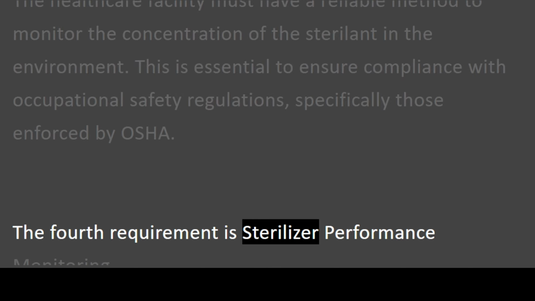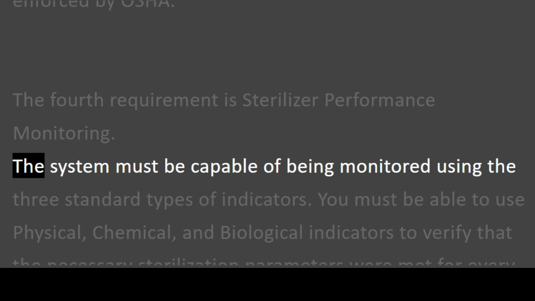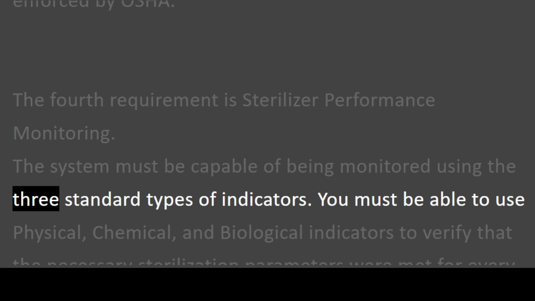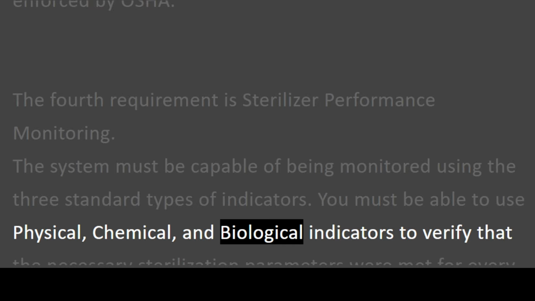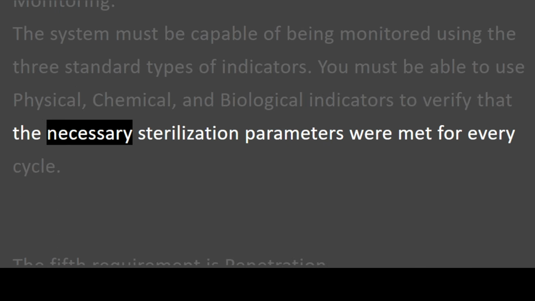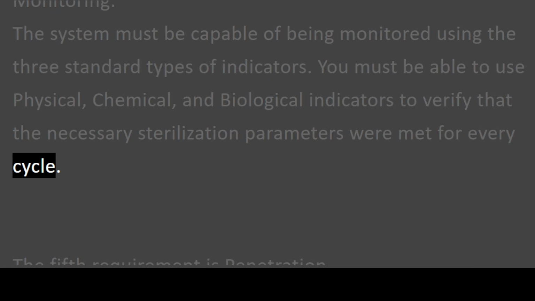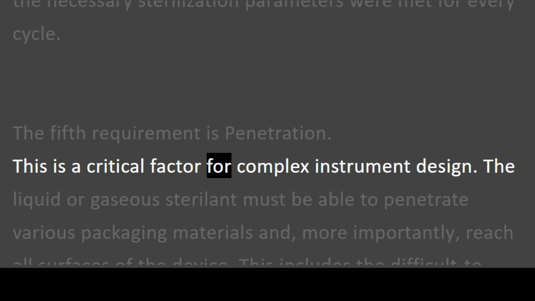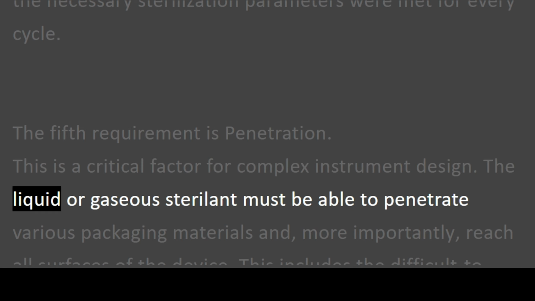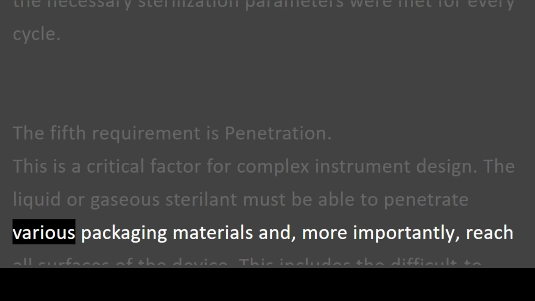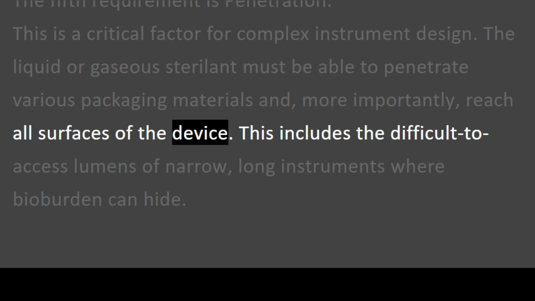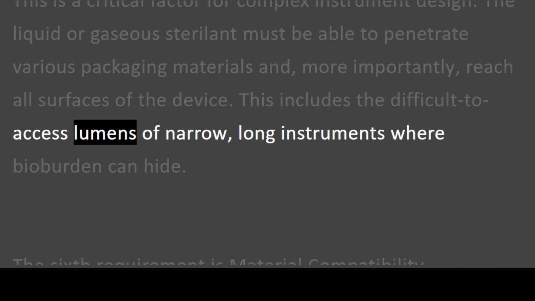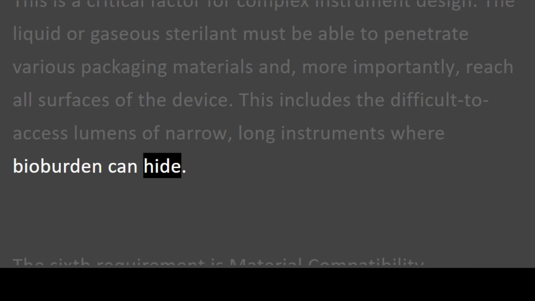The fourth requirement is sterilizer performance monitoring. The system must be capable of being monitored using the 3 standard types of indicators. You must be able to use physical, chemical, and biological indicators to verify that the necessary sterilization parameters were met for every cycle. The fifth requirement is penetration. This is a critical factor for complex instrument design. The liquid or gaseous sterilant must be able to penetrate various packaging materials and, more importantly, reach all surfaces of the device. This includes the difficult-to-access lumens of narrow, long instruments where bioburden can hide.